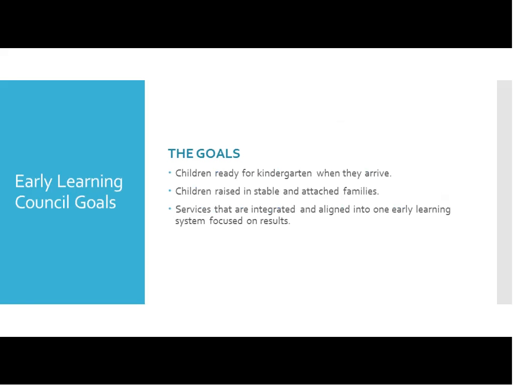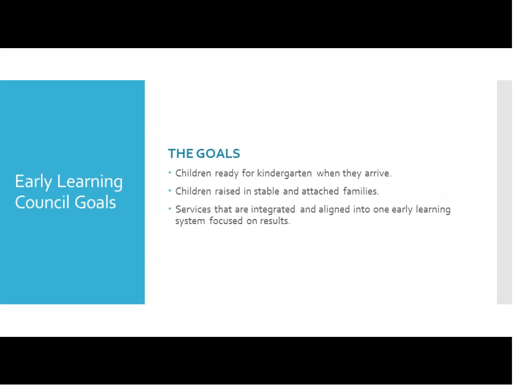The Early Learning Council has specified 3 goals. These goals are, first, children ready for kindergarten when they arrive. Second, children raised in stable and attached families. And third, services that are integrated and aligned into one early learning system focused on results.